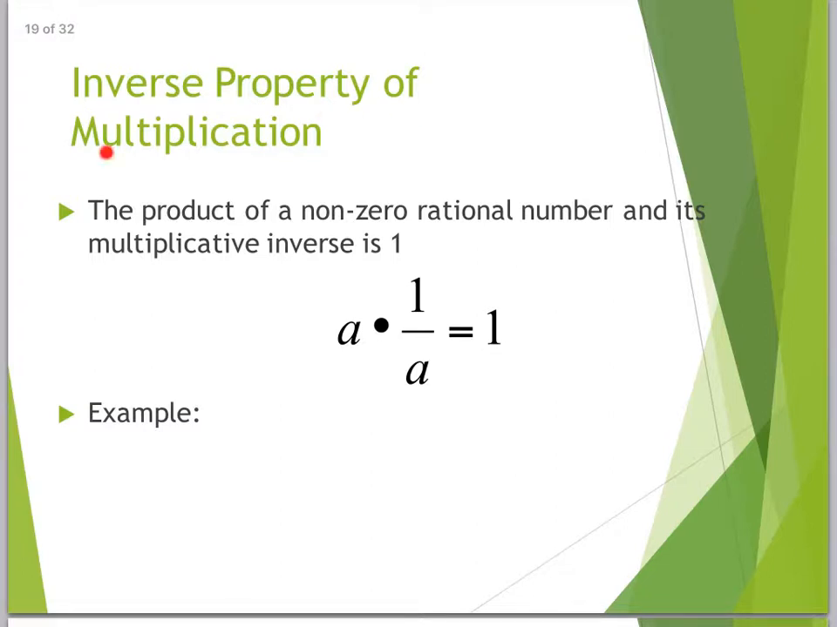Inverse property of multiplication. If you recall, that inverse property of multiplication is when we take the product of a non-zero number, rational number by the way, and its multiplicative inverse is 1. In other words, that's a lot of words, right? So again, the product of a non-zero rational number and its multiplicative inverse is 1.